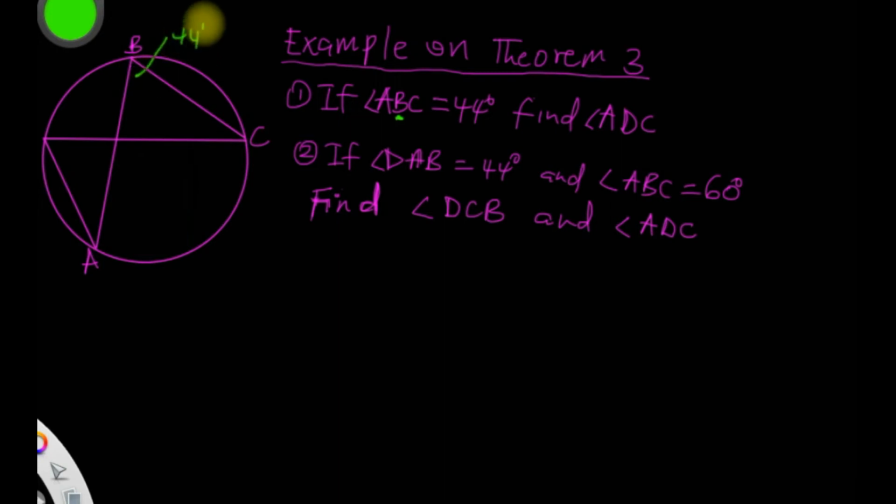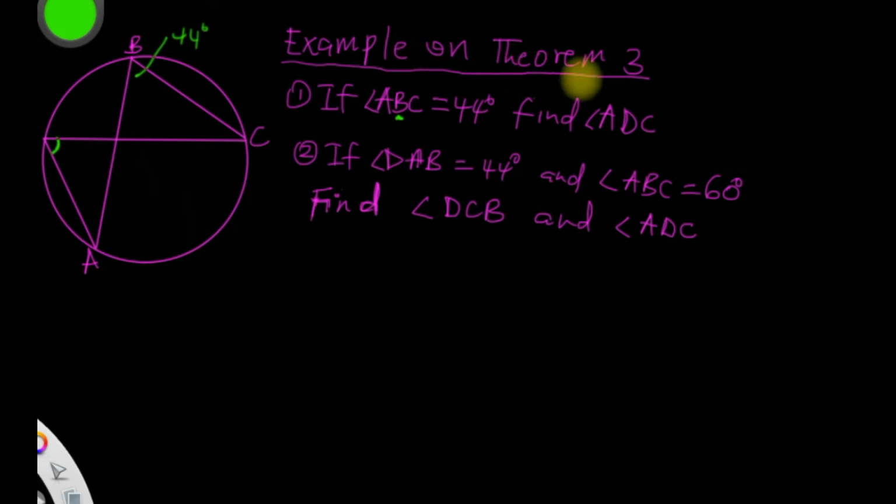Angle ABC is 44 degrees, and you have to find angle ADC, this angle. How can we find this angle? We have to use circle theorems, because there's no way you can find it apart from using the theorems.